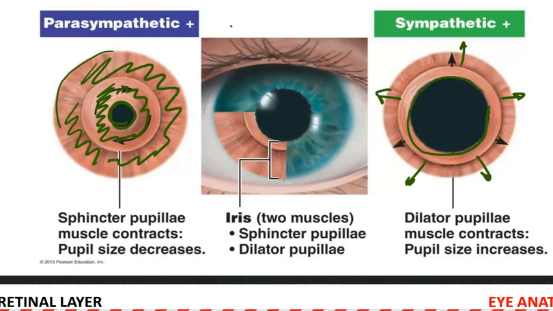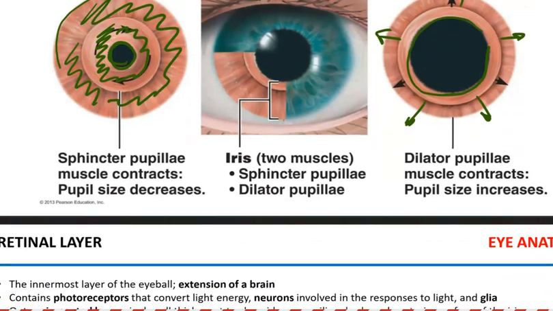So the circular sphincter pupillae is controlled by the parasympathetic system. It is activated by the parasympathetic system, and we already learned that parasympathetic activation constricts your pupil. Dilator pupillae is activated by the sympathetic system, and we learned that sympathetic activation results in pupillary dilation.